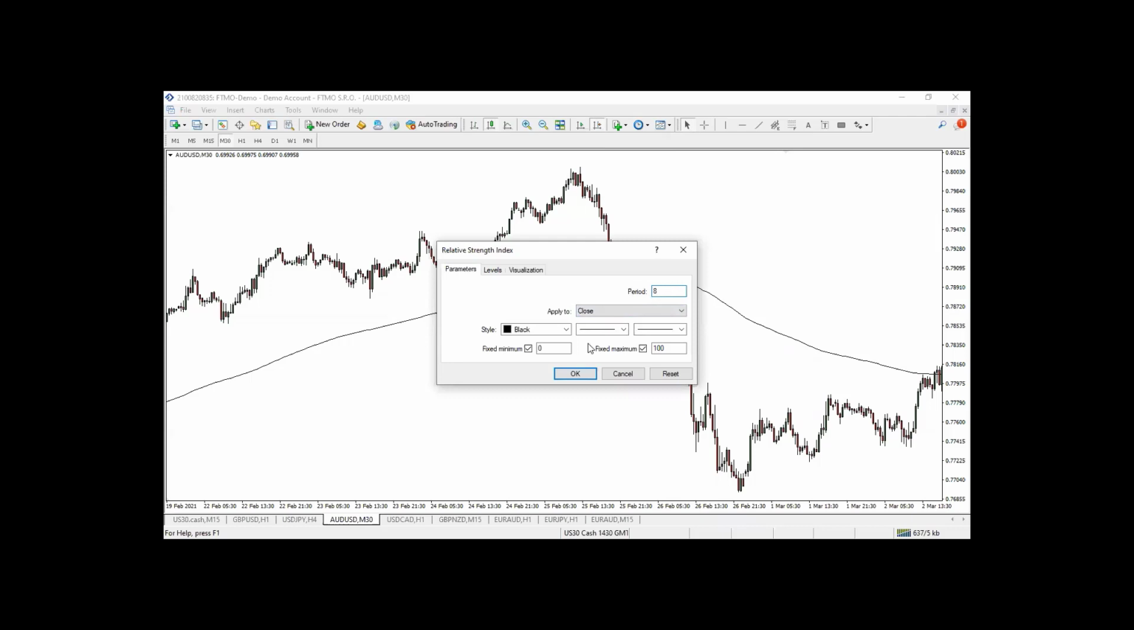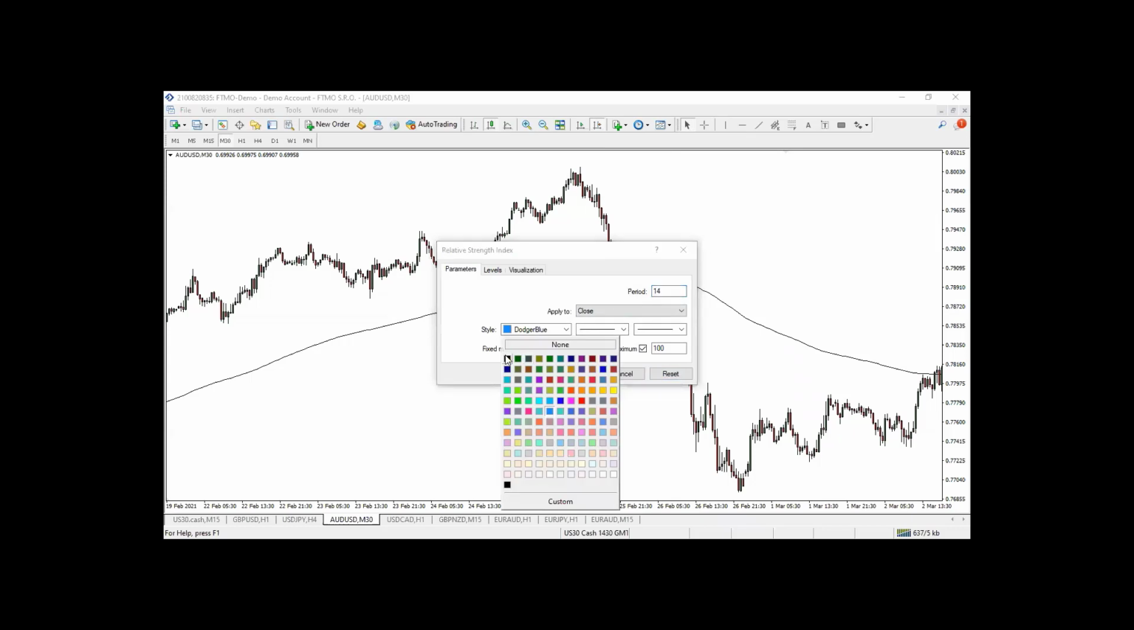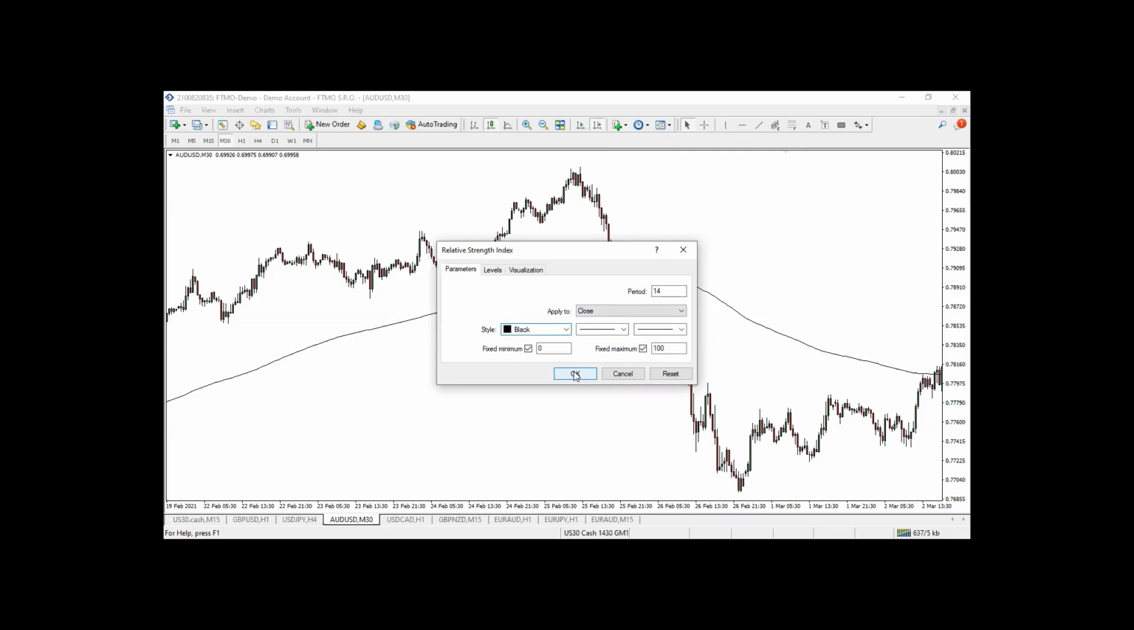Now, let me reset it. The default setting for the relative strength index is a period of 14, and it always applies to close. When you go to levels, the level is always 30 and 70. When you go to visualization, it's always on all time frames. That is, when you install it, it should appear on all time frames on that particular chart. You click OK.